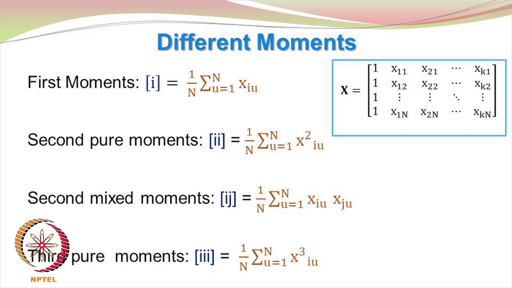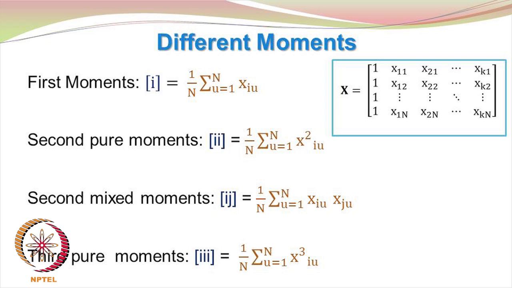When you have second mixed moments, the column vectors we are considering are different from each other. We are considering two column vectors, and in these two column vectors I and J are different, and so we multiply the individual corresponding elements in each column vector, so that we get the second mixed moment. This I and J, I is not equal to J, I and J are different, and hence it is called a mixed moment. And that we do 1 by n sigma u equal to 1 to n x iu into x ju.